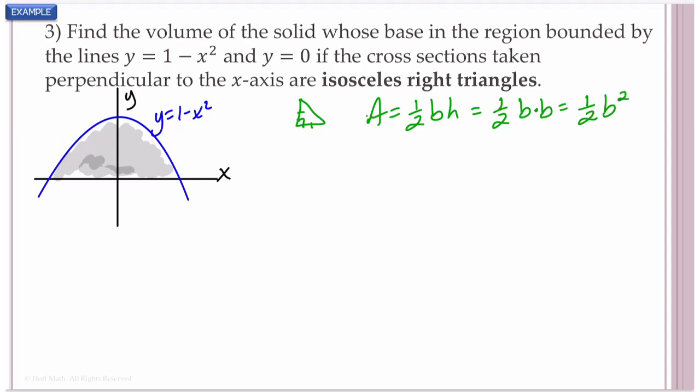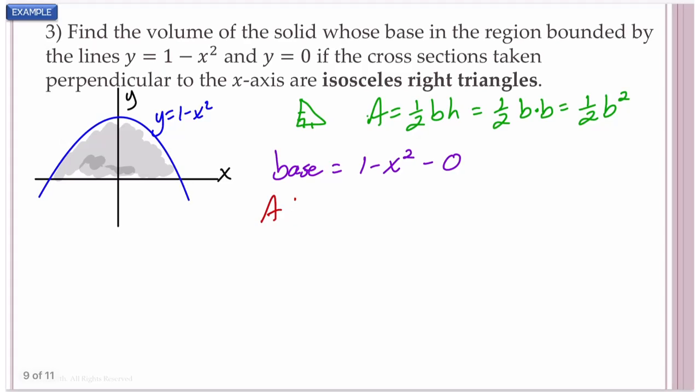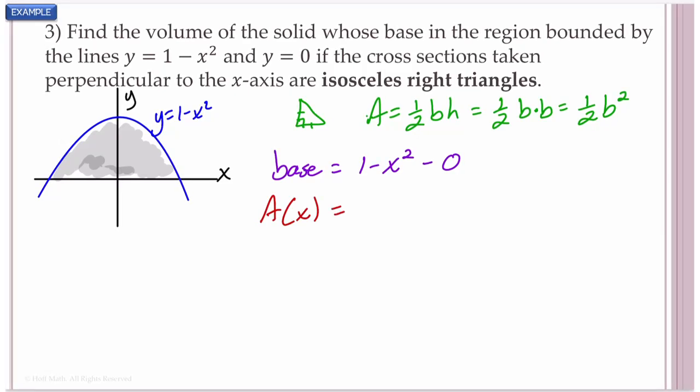So we need to think about the length of the base of the isosceles right triangle. Feel free to pause the video and figure this out on your own. But the base of the right triangle is going to be that distance from the parabola down to the x-axis. So again, we're looking at the base being, in this case, 1 minus x squared minus 0. So then the area of the triangle will be 1/2 times (1 minus x squared) squared.